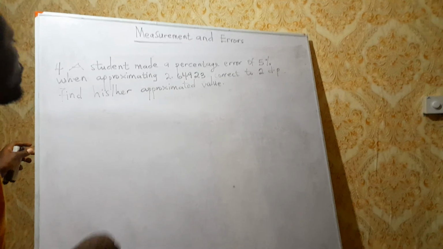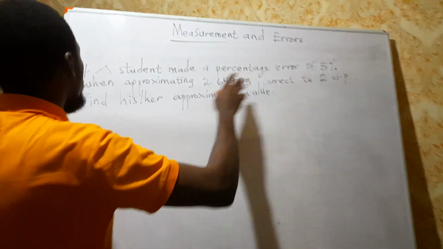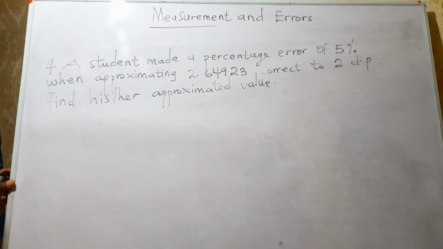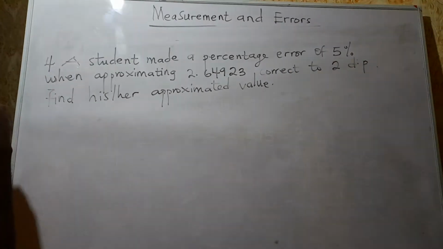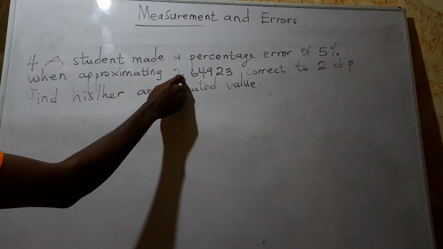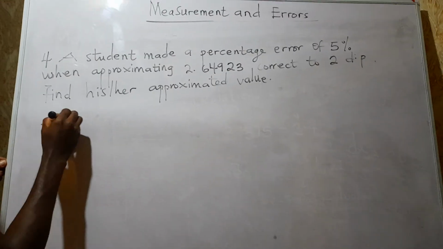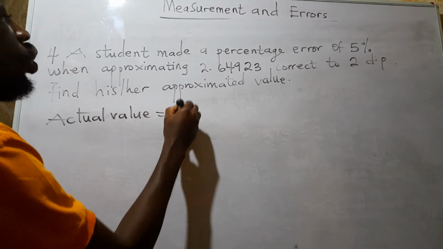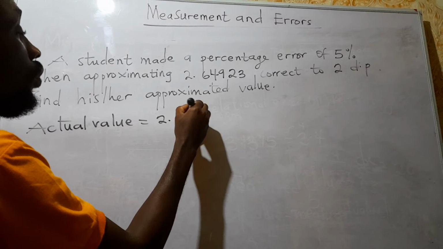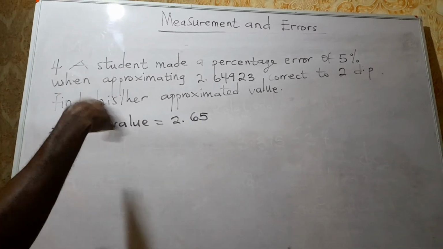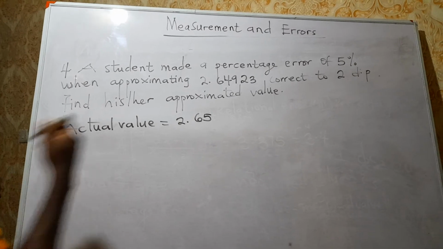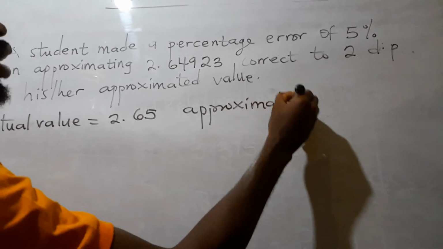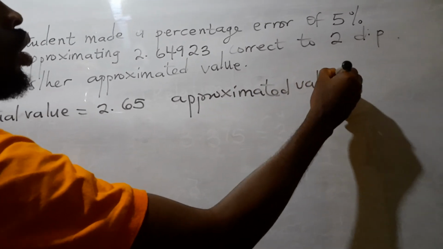So the last question says, a student made a percentage error of 5% when approximating 2.64923 correct to 2 decimal places. Find his or her approximated value. So when we approximate this to 2 decimal places, you can say that the actual value to 2 decimal places will be equal to 2.65. However, the student got a certain value, so we don't know. So we should let the student's approximated value be equal to x.